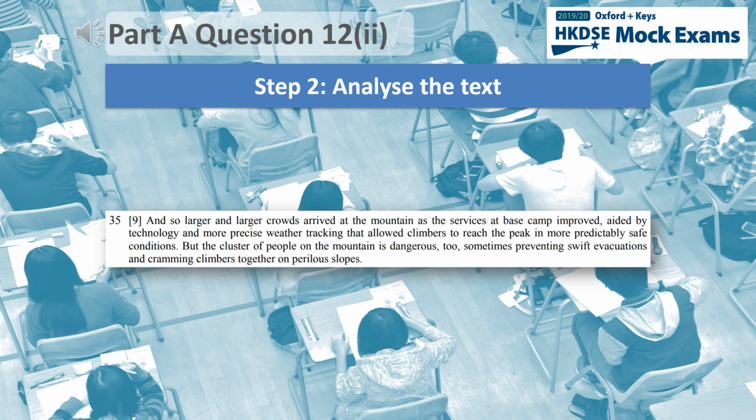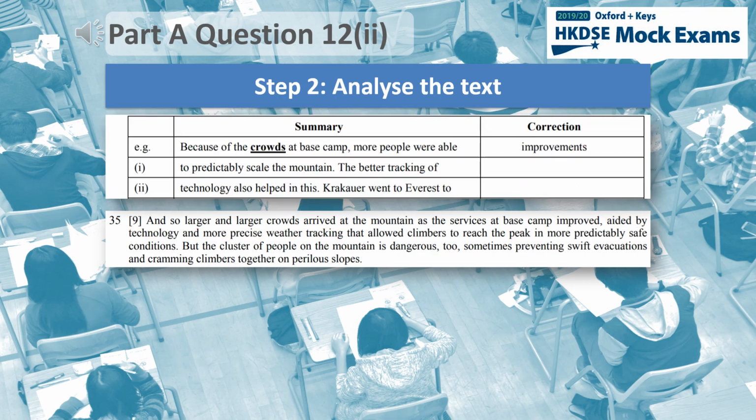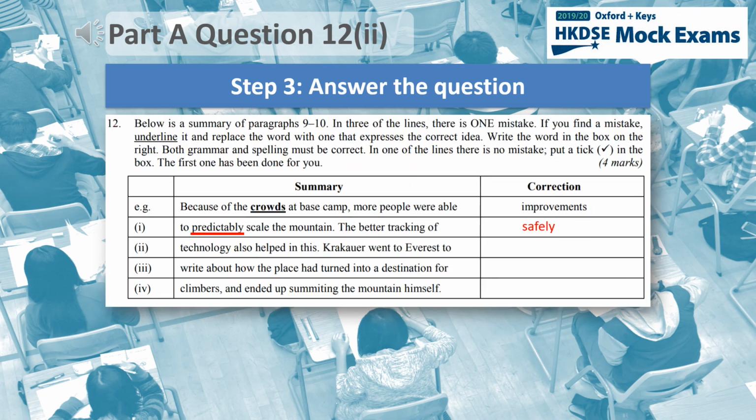In lines 35 to 36, you can find the phrase, aided by technology and more precise weather tracking. This is quite similar to the wording of the second line in the summary. Let's compare the text to the summary. The summary says the better tracking of technology also helped in this. However, the text talks about more precise weather tracking. So to correct the second line, you need to first underline the incorrect word technology, then write down the correct word weather.